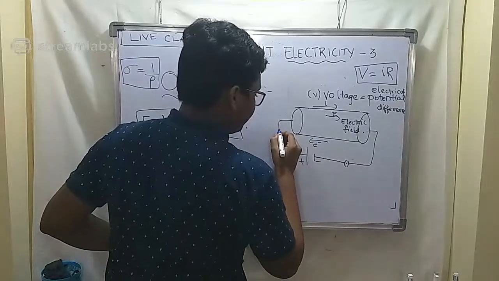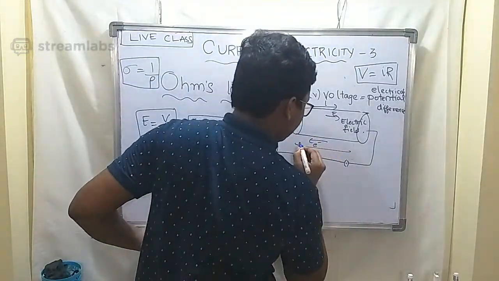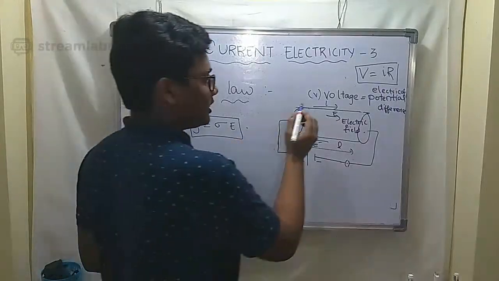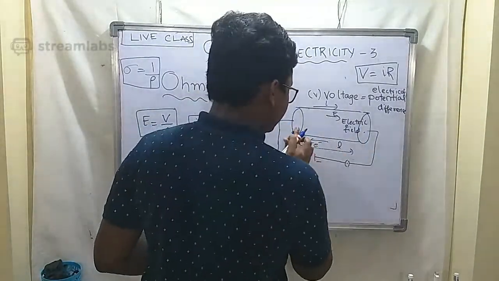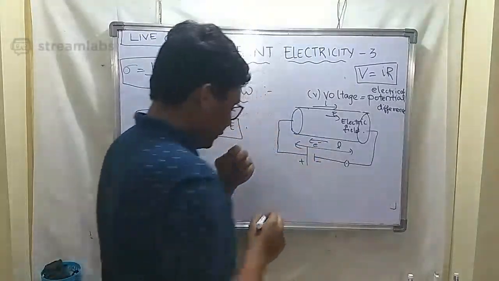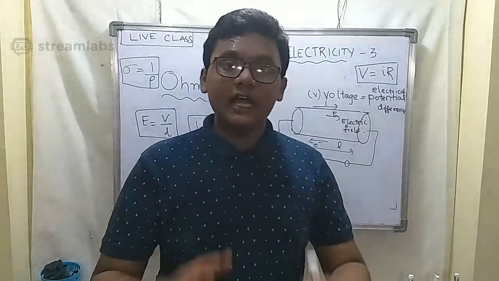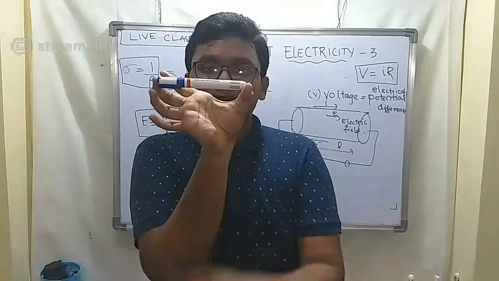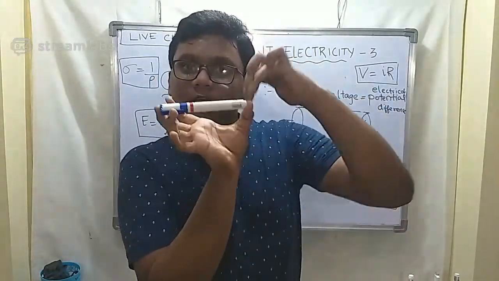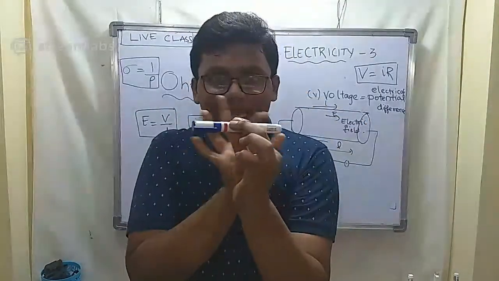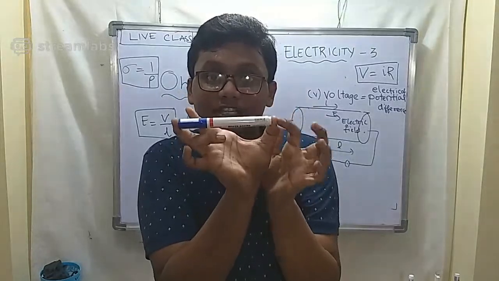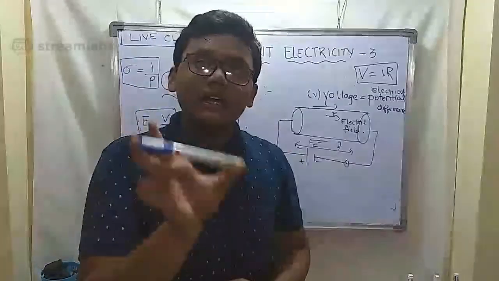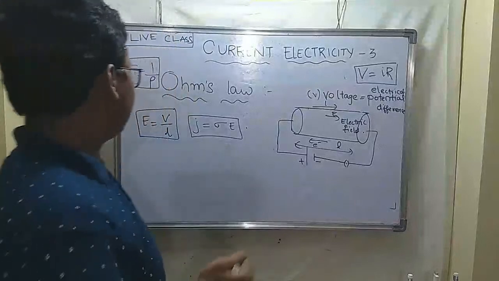If this conductor is of length L, and V is the potential difference between the two points at these two ends, then the electric field is the voltage per length. These two are the end points of the conductor to allow the current, and this length is L. So V by L, voltage per length of the conductor, is equal to the electric field E.